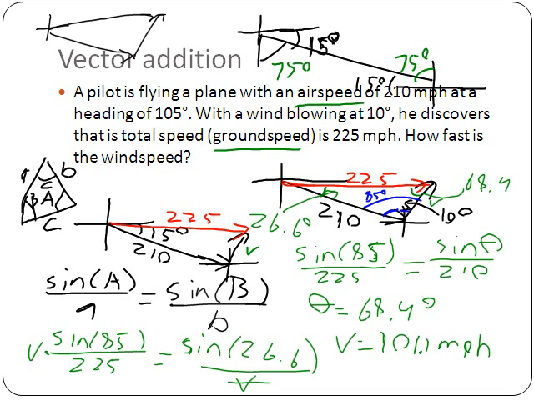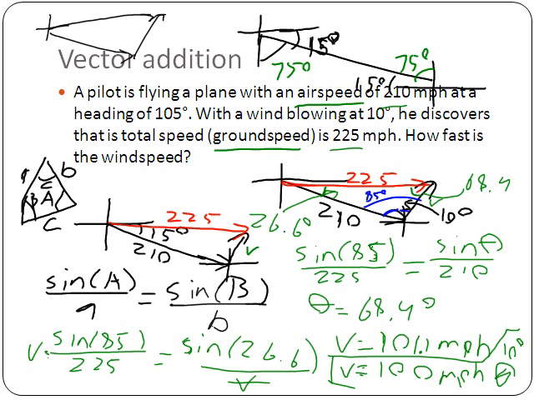Significant figure-wise, it has an airspeed of 210. That has two significant figures. 225 has three. So our answer should only have two significant figures, which would round this down to 100. Or if you want to be on the safe side, you would say 1.0 times 10 to the second. That would be a nice way to make sure you preserve your significant figures. Miles per hour. And the angle we already knew, which was at 10 degrees. So this right here would be our final answer, that the wind speed is 100 miles per hour at 10 degrees.